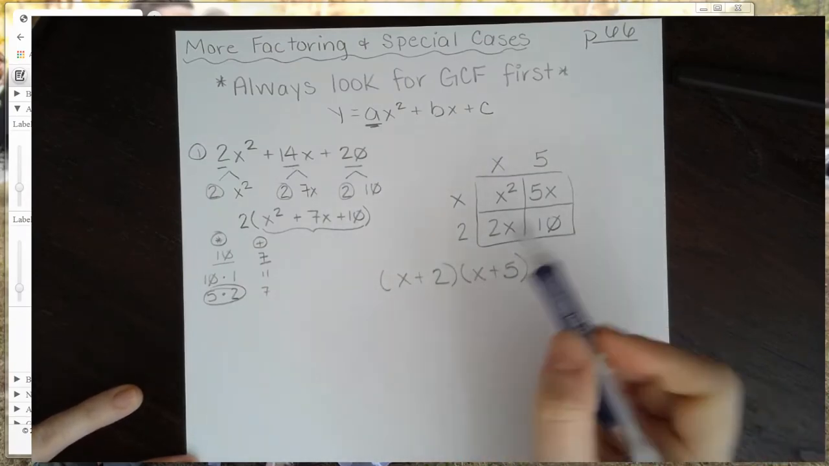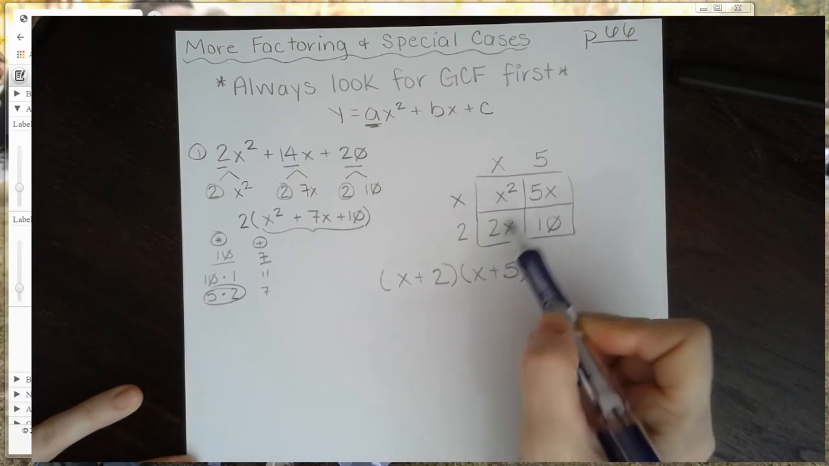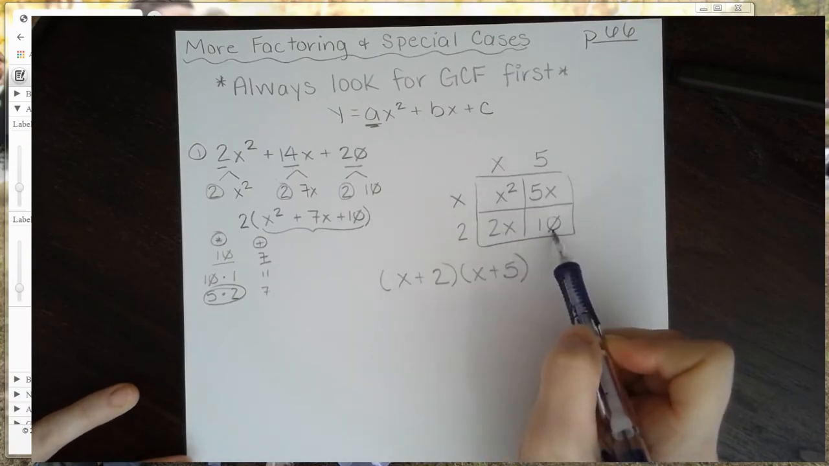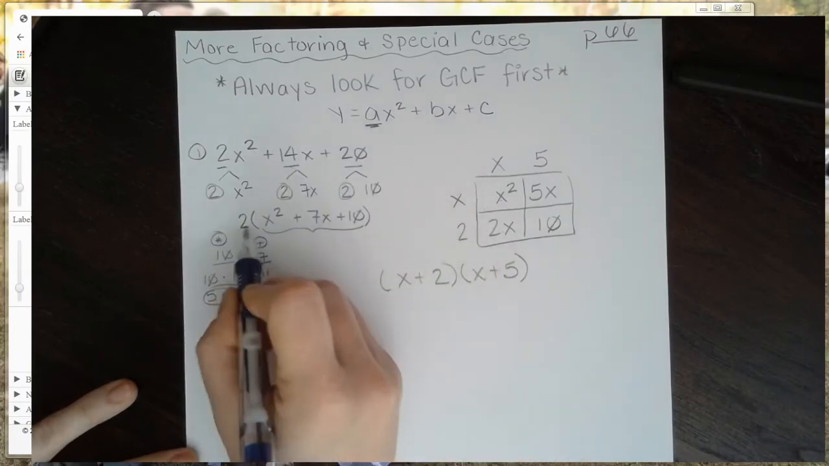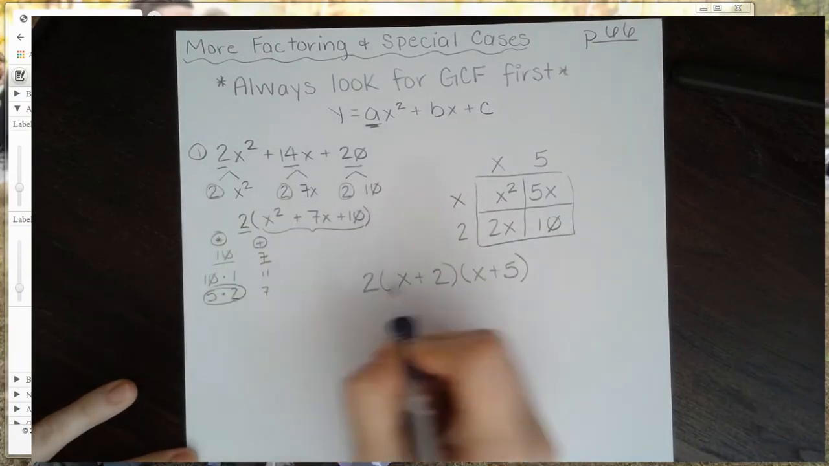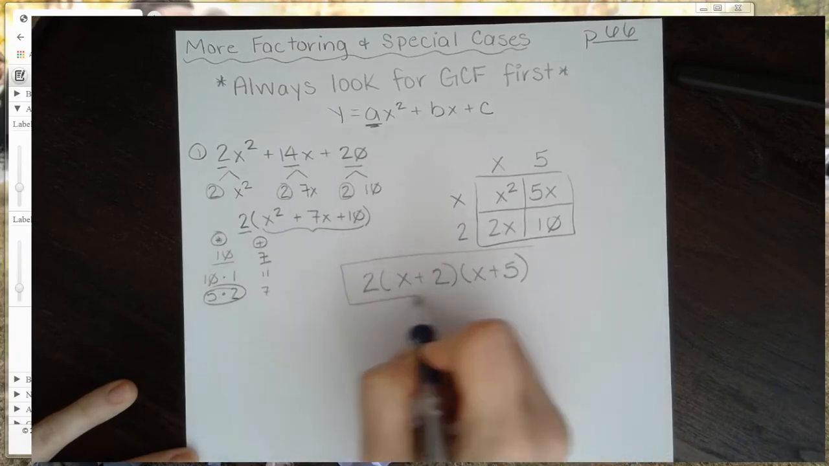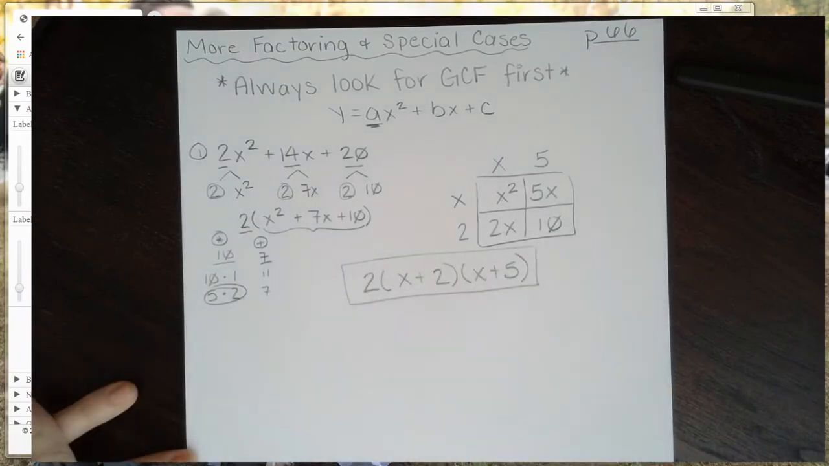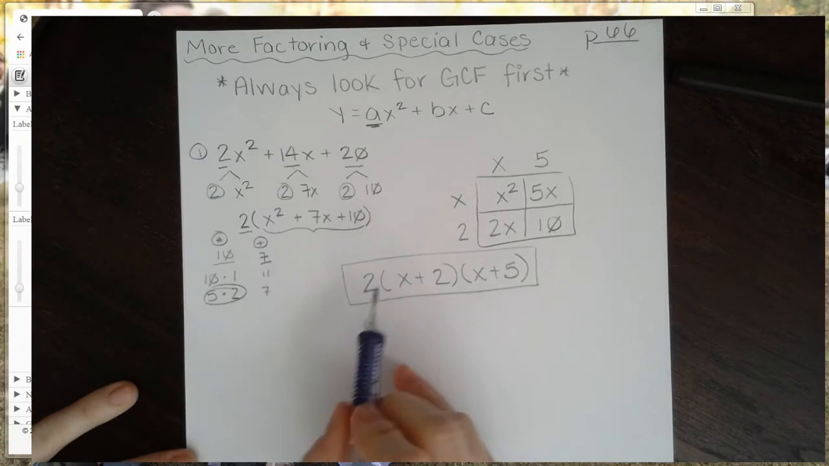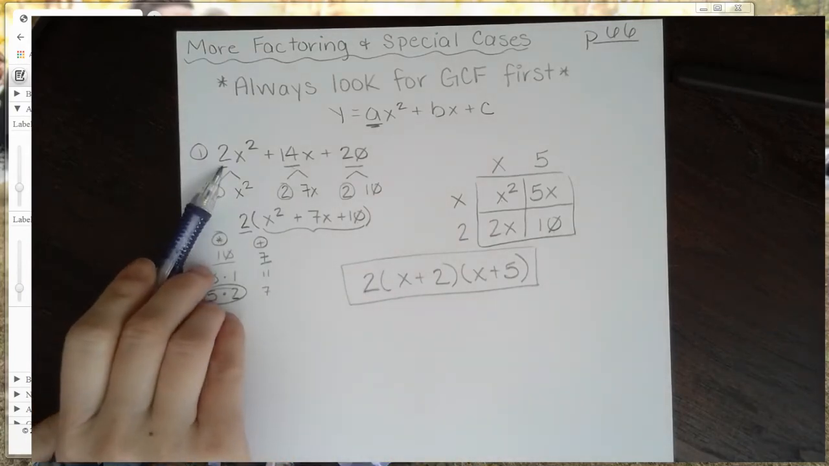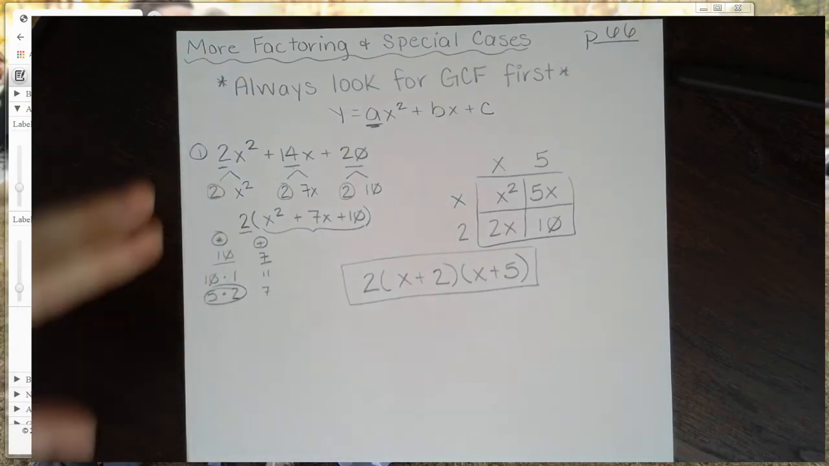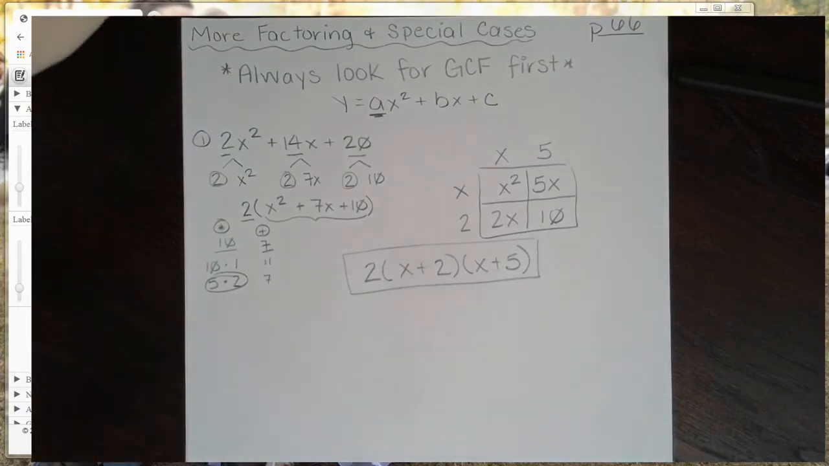But this gets me back to x squared plus 7x plus 10, not to 2x squared plus 14x plus 20. And I need to make sure that I bring that 2 that I factored out into my final answer. So this is the complete factored form of this original quadratic. So that's what it looks like if you have a common factor.